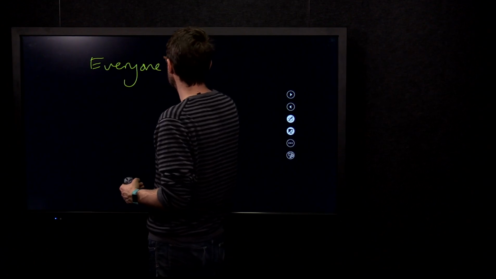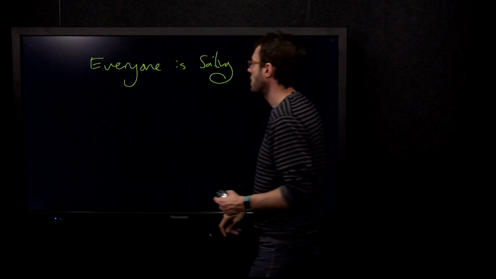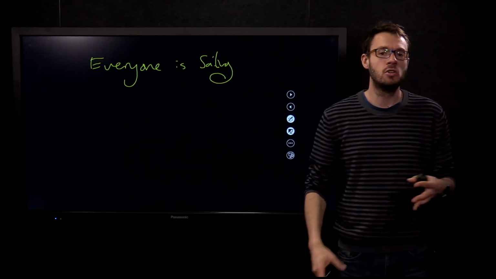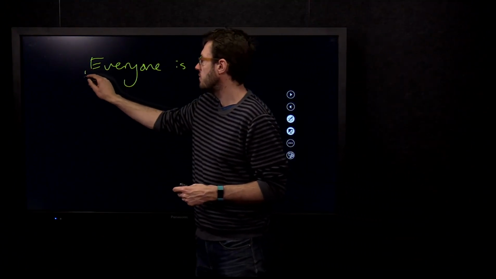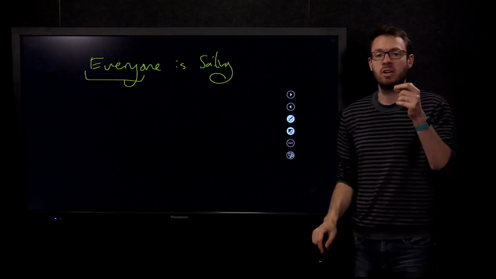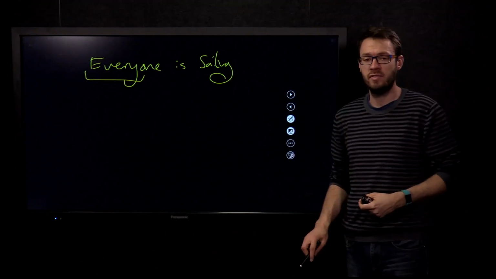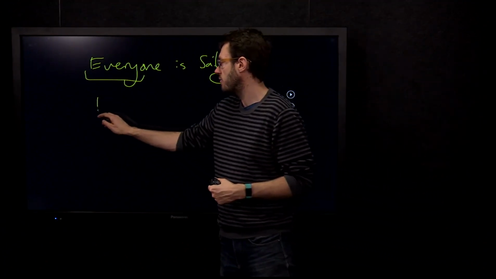Everyone is sailing. So there's our sentence. Now we've got to look at the moving parts that we have in this sentence. First of all, notice we've got this "every." And that "every" clues us into the fact that we're going to be using a universal quantifier in order to translate out this sentence. So we're going to put that in first.